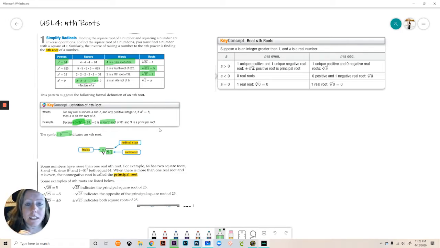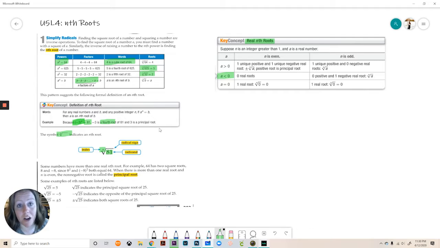The definition of real roots. So we're going to have some roots that may not be real. If we have the radicand as a, if a is greater than 0, we're going to have one unique positive and one unique negative real root. So this is like, for example, the 64. So if a is 64, we have +8 and -8. If a is less than 0, we're going to have 0 real roots, because we can't square a number and end up with a negative.